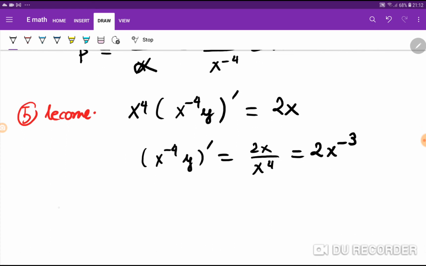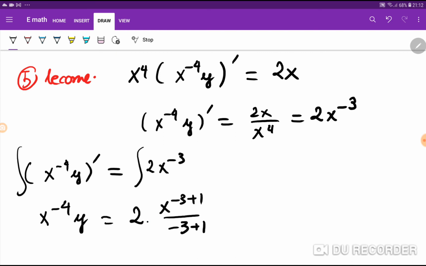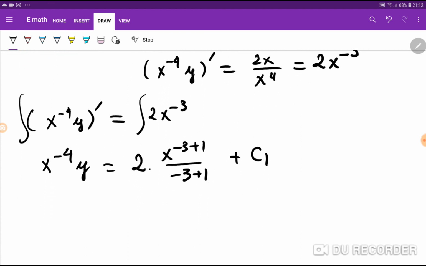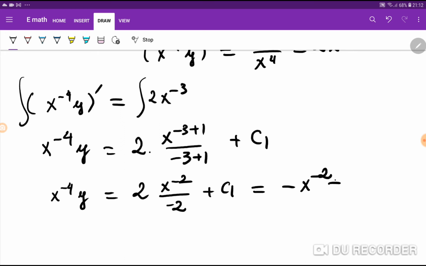Okay, so what you have is x to the negative 4 times y prime equals 2x to the negative 3. So x to the negative 4 y, integrate both sides, you get 2 times x to negative 3 plus 1 over negative 3 plus 1. Don't forget your power rule, okay? Plus c1. I'm going to add c1 because I want to find the family of y, okay? So x to the negative 4 y equals, I'm going to clean up a bit, 2 times x to negative 2 over negative 2 plus c1, equal to negative x to the power negative 2 plus c1.